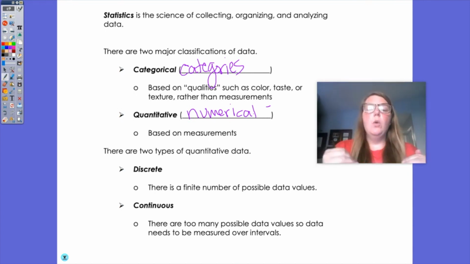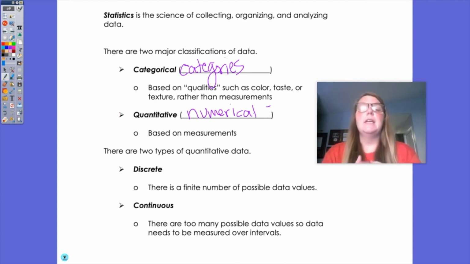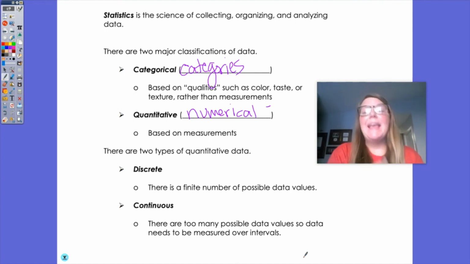So underneath quantitative, there's two different types of data. There's discrete data where there's only a specific number of values. So for example, how many siblings do you have? I have one, I have two, I have three. Those would be discrete. And then an example of continuous would be, for example, distance. So you could break distance into miles, half a mile, quarter mile, eighth of a mile, 0.0001 miles. So there are too many possible data values to be able to plot them individually. So that's when we want to talk about continuous data.